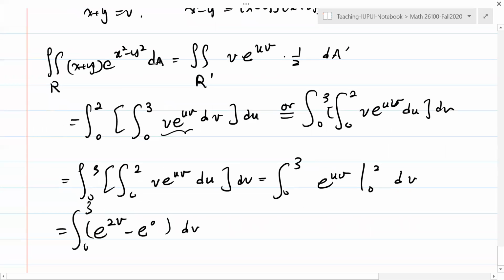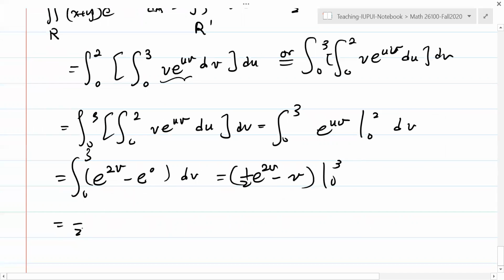Then you find the antiderivative of this function with respect to v, which is e to the 2v over 2 minus v. Then my answer is half of e to the 6 minus 3, minus e to the 0 minus 0.